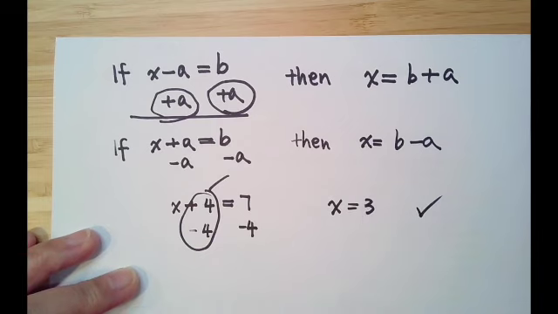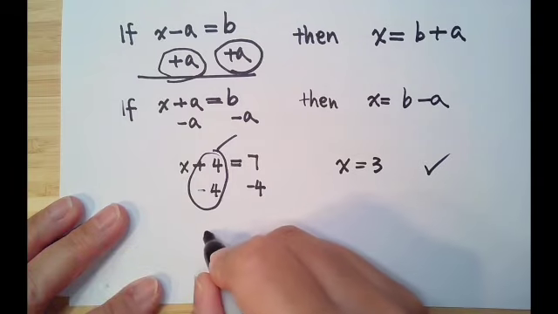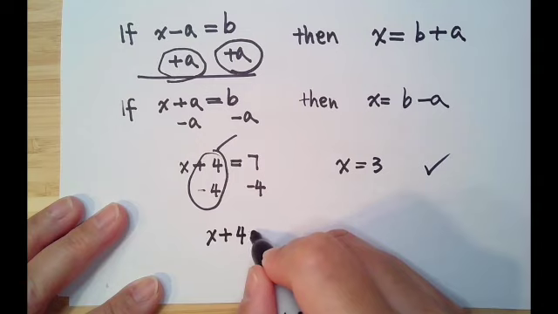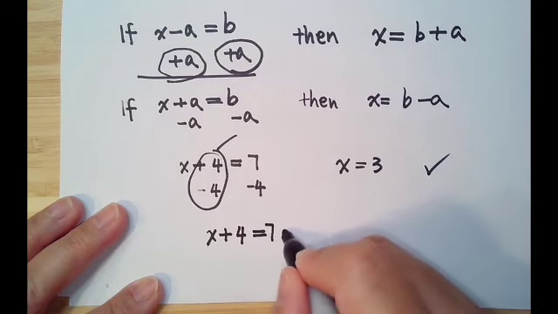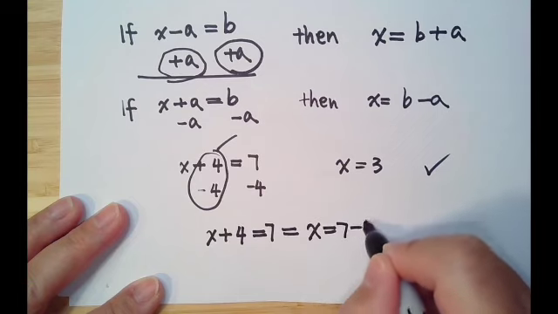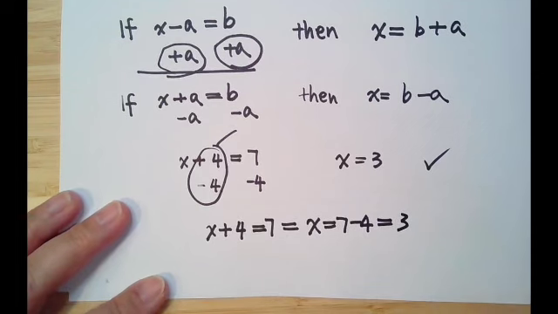Now, I don't want you to write this. I have seen so many students write this. When I ask them to solve x plus 4 equals 7, they just write x equals 7 minus 4, that will be 3. You know, what is wrong here?